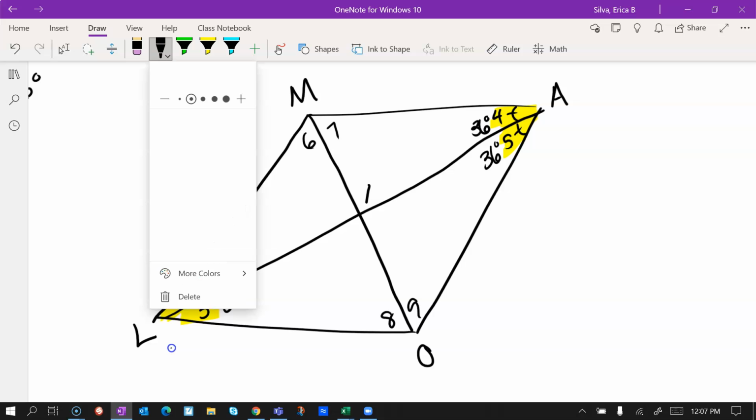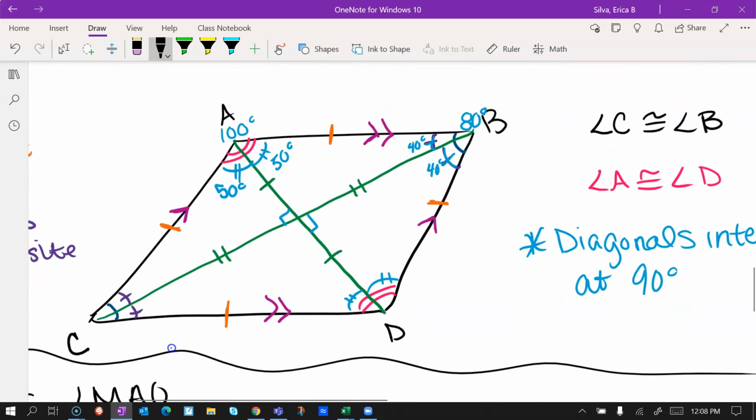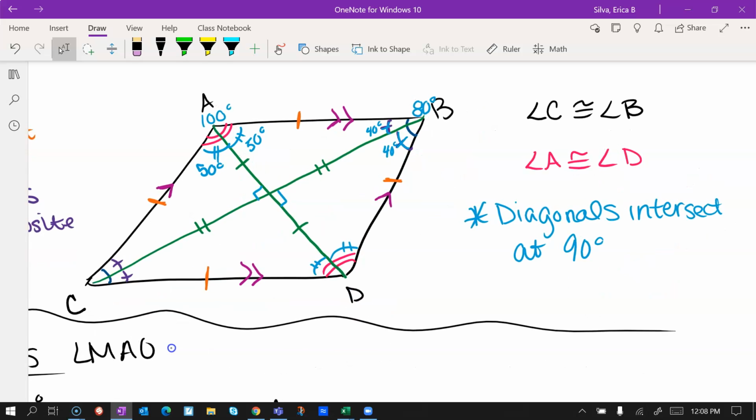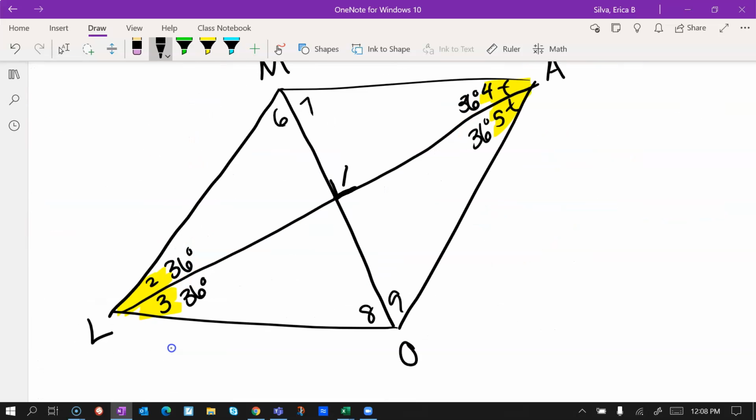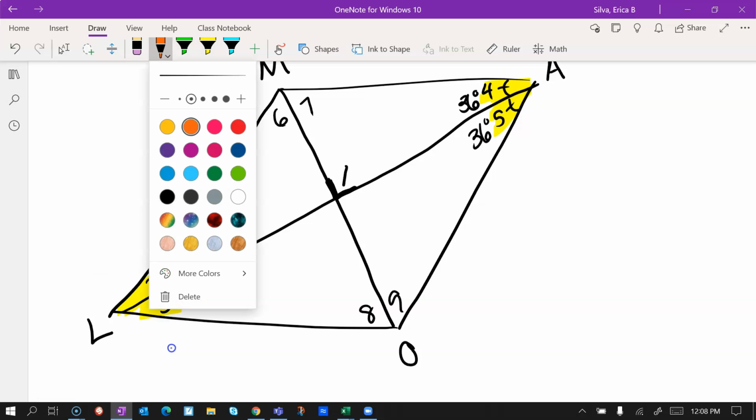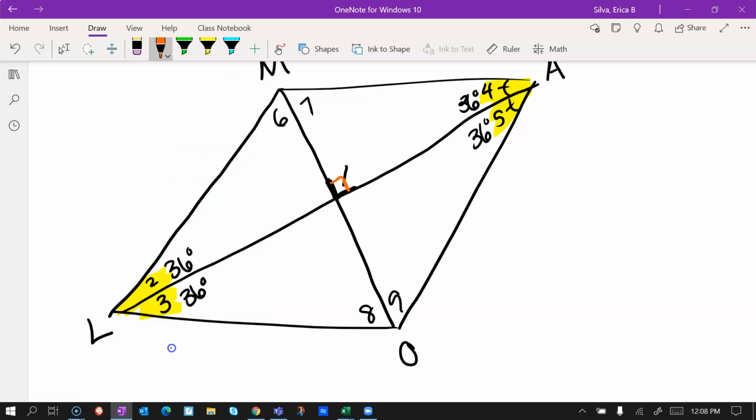Perfect. So remember, if we look at our diagonals, they intersect at how many degrees? They intersect at 90 degrees, right? So if we're looking at just this part of the angle, what is that measurement? That one is 90, right? So angle 1 is 90 degrees. This one is 90 degrees and so on. Good job. All right, what else do we know?